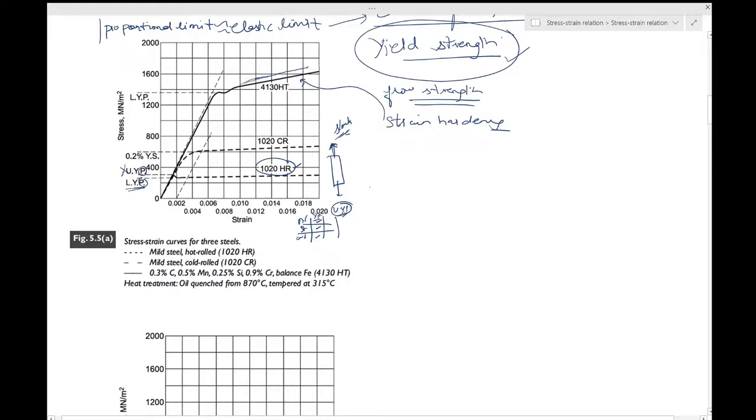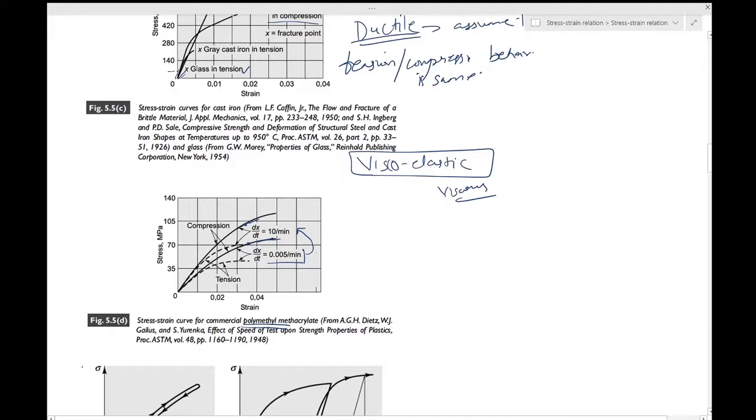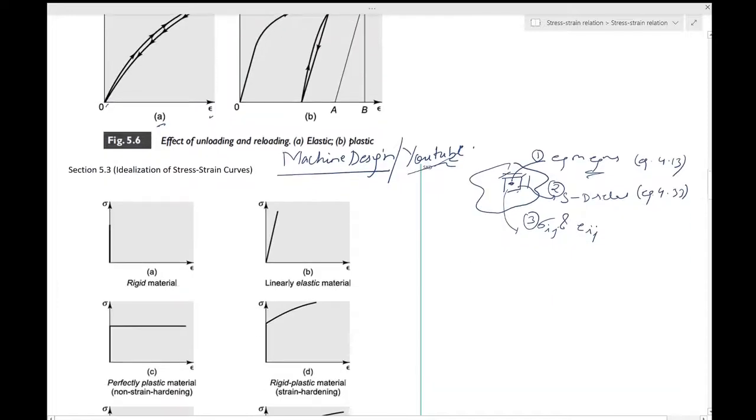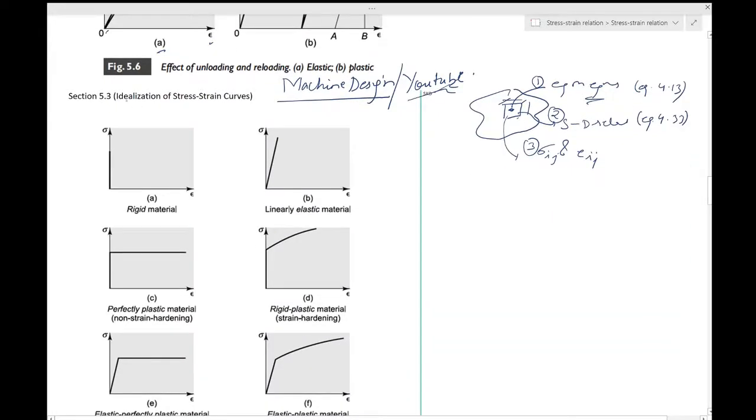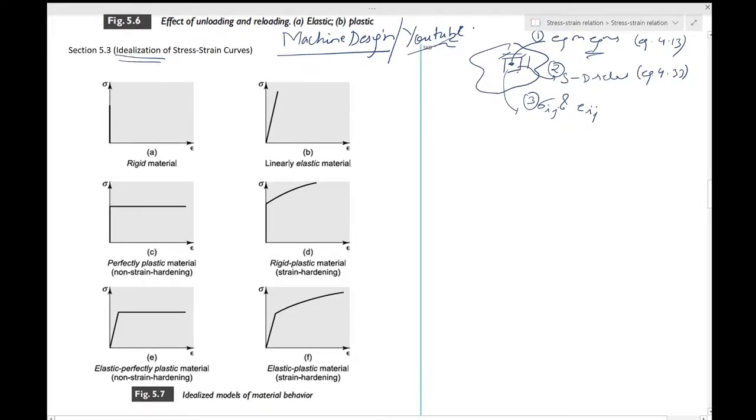We wish the mathematical part of analysis to be as simple as possible, consistent with the physical reality. We will idealize the stress strain curves of figure 5.5 into forms which can be described by simple equations. So you have these complicated graphs, and you want to now make them slightly simple. Not necessarily a linear behavior, but definitely simple, and that is what is meant by idealization of these stress strain curves. That is something which we would want to do.